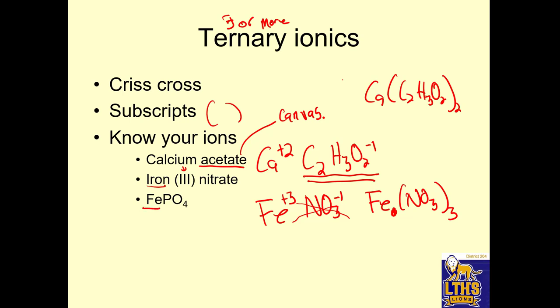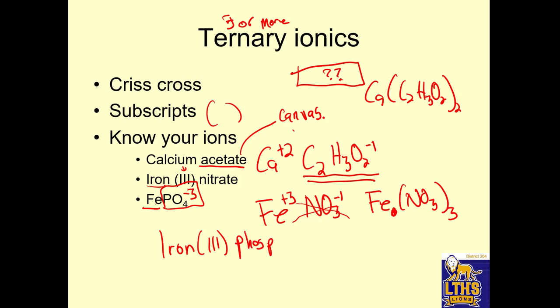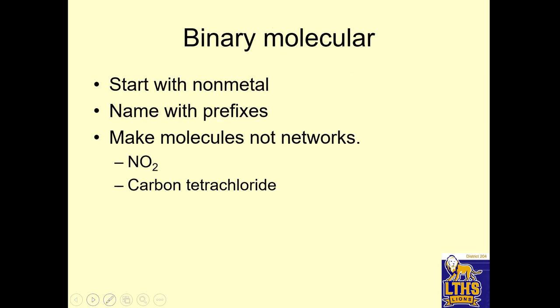Uh-oh, now I need to name it the other way. So Fe I know is iron. Now, iron is in that long crossbar part, so I don't know its charge. But phosphate is on my ion list, and it's PO4 negative 3. So if it takes 1 iron to cancel out a negative 3, iron must be iron 3. And then PO4 is phosphate. See why it's important to learn your ions?